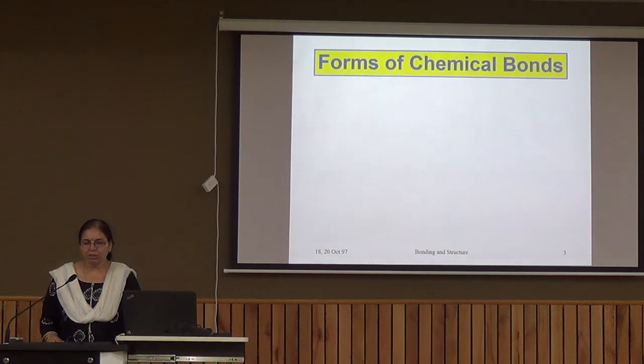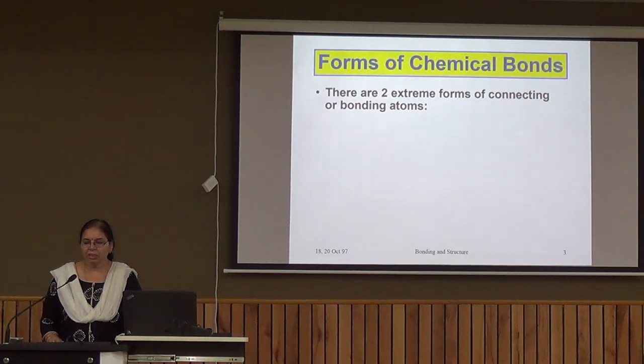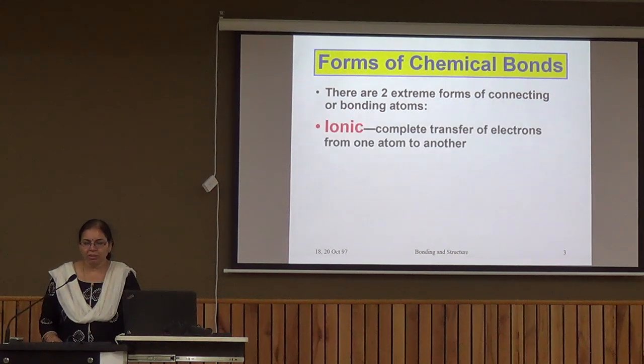Forms of chemical bonds. There are two extreme forms of connecting or bonding atoms, or we can say they can combine in different ways. Ionic bond: complete transfer of electrons from one atom to another. In this type of bond, usually we take a strong metal and a non-metal, because metal has a tendency to lose electrons easily and non-metals have a tendency to gain electrons easily. That is why generally 99 or 100% this bond is formed between metallic and non-metallic elements.